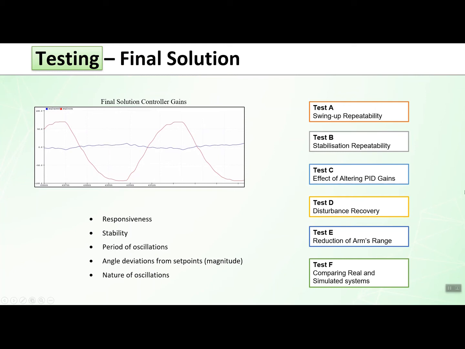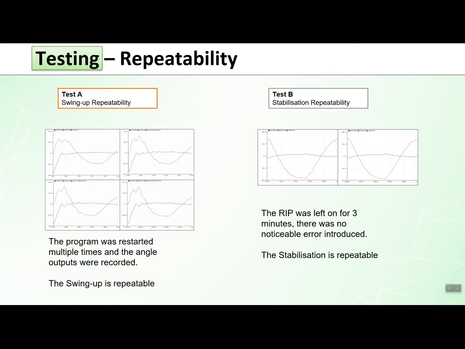It was difficult to quantitatively analyse the system since two PID controllers were incorporated. Settling times and overshoots couldn't be determined. For this reason, the performance was analysed based on responsiveness, stability, the period of oscillations, the size of the angle deviations, and the nature of the oscillations. Firstly, repeatability tests were conducted. The swing-up controller proved to work consistently, and the stabilisation controller could be left on for 3 minutes without any change in performance.